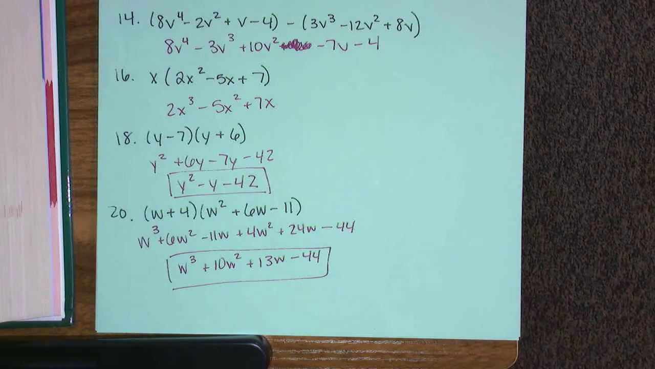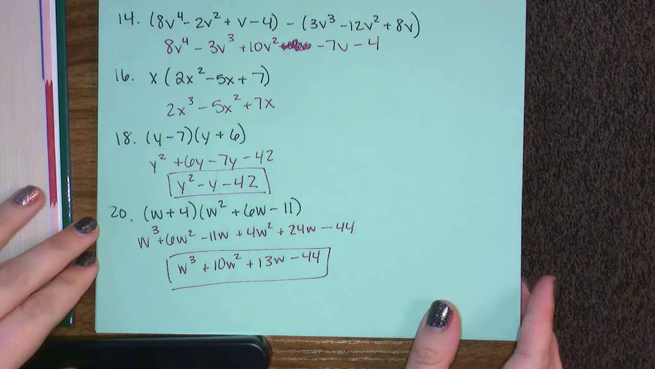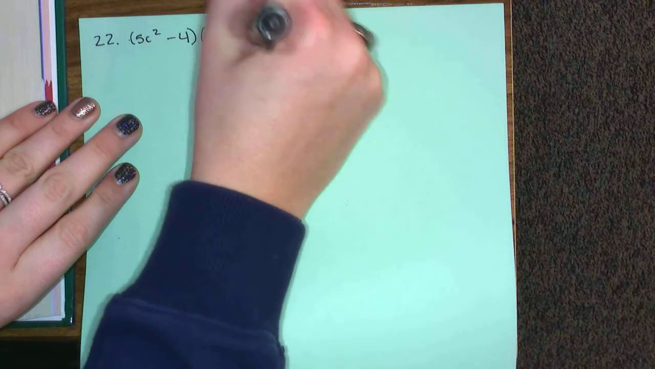Alright, are y'all ready to try one? I want you guys to try this one. 5c squared minus 4 times 2c squared plus c minus 3.